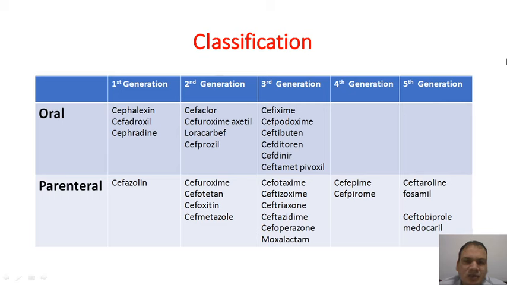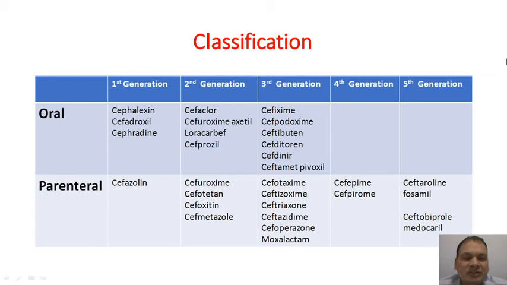So please remember, the first generation is divided into 2 categories, oral and parenteral. Among the oral, we have cephalexin, cefadroxil, and cephradine, and among the parenteral, we have cefazolin. Please try to remember the names. I know it's very difficult, but as you practice, you will be able to remember them.